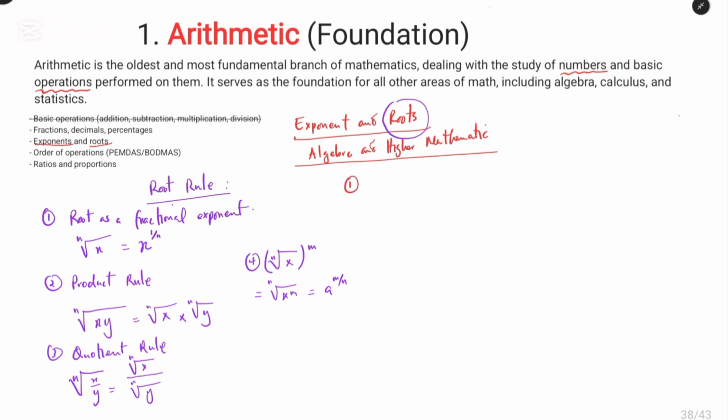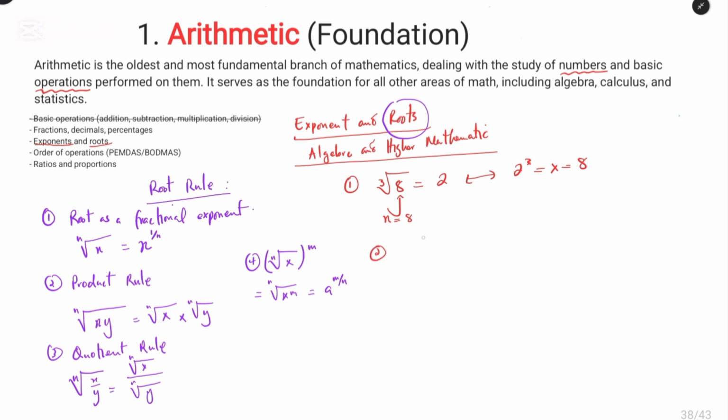The first one: if we have the cube root of 8, which will give us 2, where 8 is nothing but x, so x equals 8. In terms of looking at the exponent, if we have 2 to the power 3, that will give us x, which is also 8.